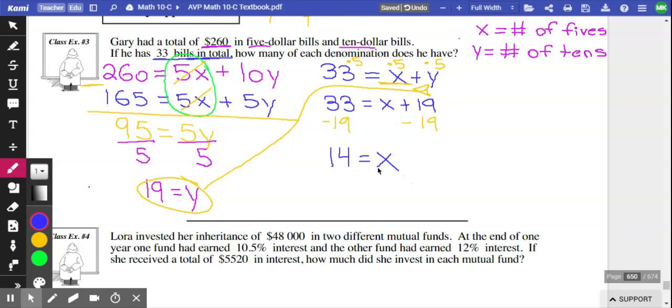And these questions love to say, how many $5 bills does he have? And so you have to know which one you actually solved. That's why this little side piece up here helps, writing down which one's which.